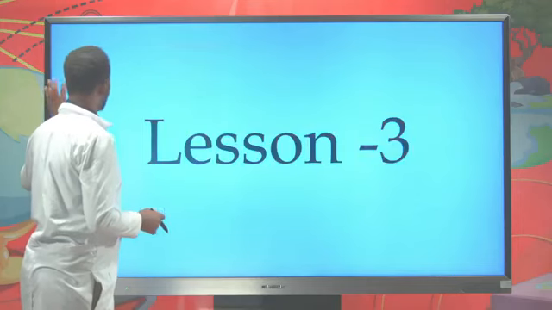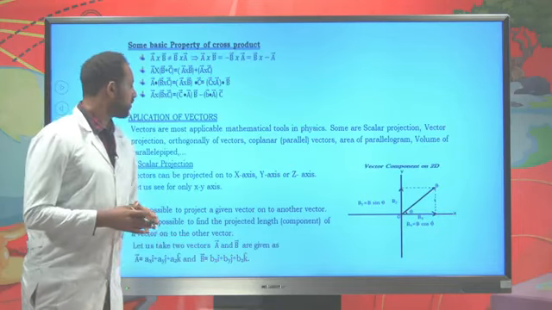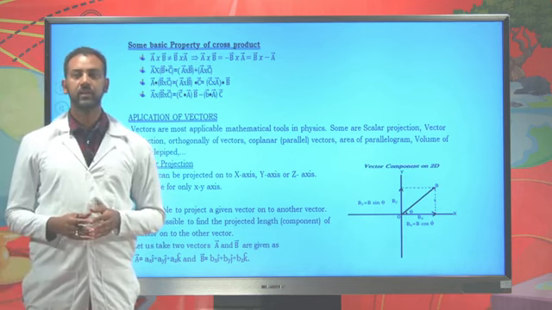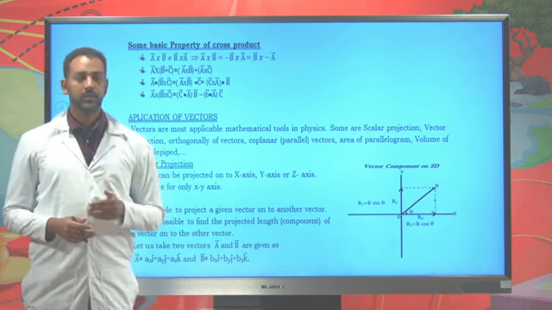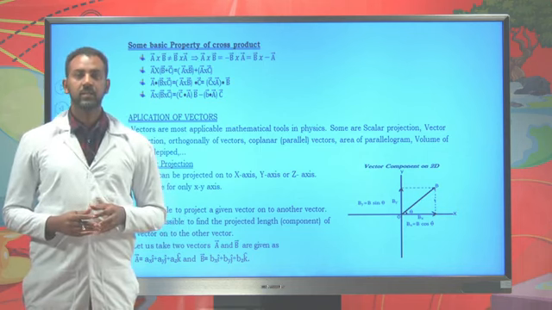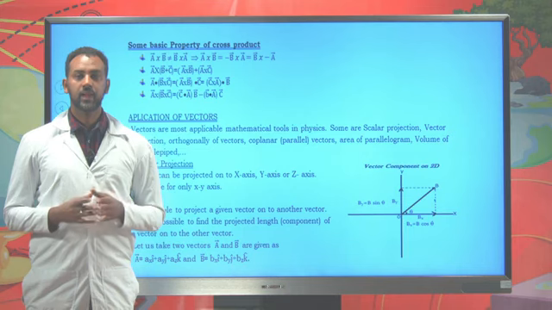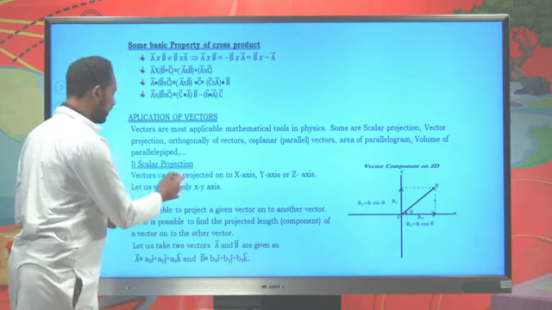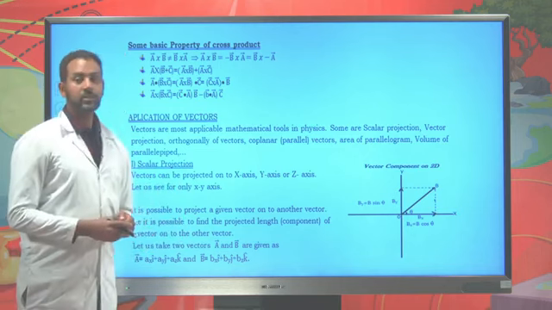And today we'll try to see some of the applications of vectors. There are different applications of vectors, but mainly here we are trying to focus on the scalar projection, orthogonality of vectors, how to determine the area of a parallelogram and the volume of a parallelepiped. Therefore, first let's try to see about the scalar projection.